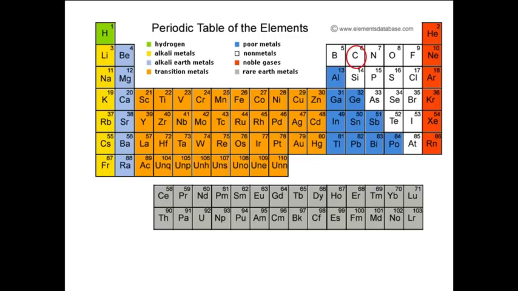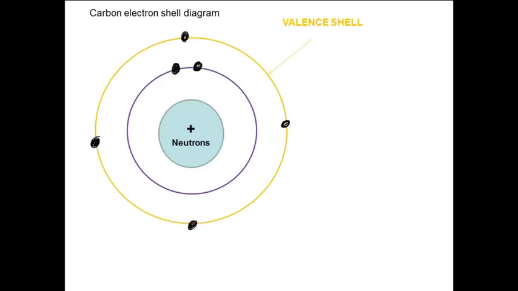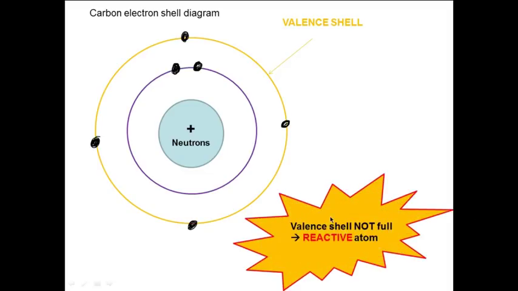So let's look at carbon, for example. Okay, so here's carbon. It has 6 electrons. The first 2 go into the first electron shell, and the next 4 go into the second electron shell. Because it doesn't have a full electron shell, it is considered to be reactive. These electrons are not satisfied. They want to find a partner, and the valence shell needs to be full.